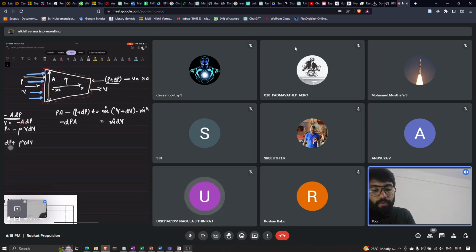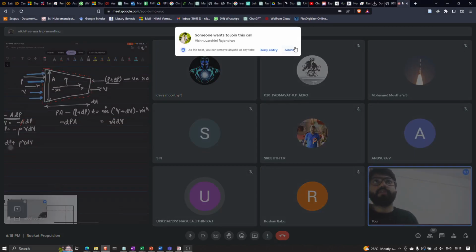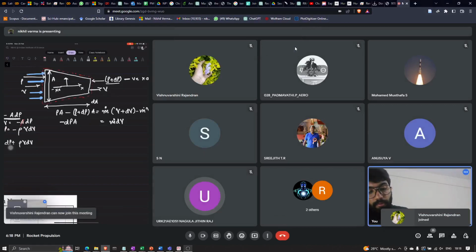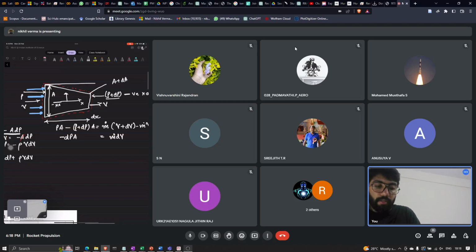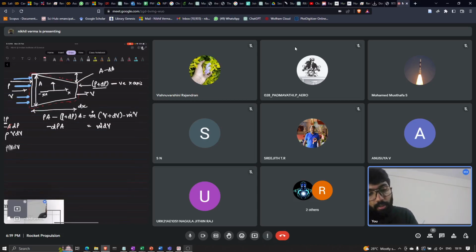So when you see the derivation, this will be dx, and what we usually say here is this is some A plus dA, or A minus dA you can take. So this is the change in area. This is for this surface I'm talking about.